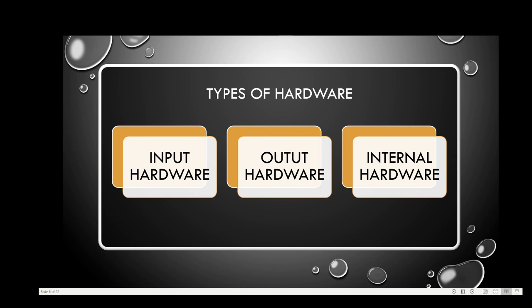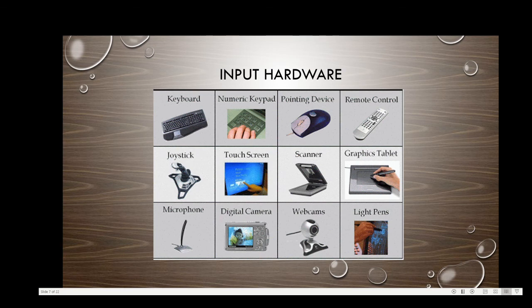Now as I said, my concern is about the hardware part of a computer. There are different types of hardware, and it can be basically divided into three: the input devices, the output devices, and the internal hardware or the processing hardware. So first, let's look into the input devices. All these consist of the input hardware: the keyboard, the numeric keypad, the pointing device or the mouse, a remote control, joystick, touch screen, scanner, graphics tablet, microphone, digital camera, webcams, light pen. All these can be called input devices, or all these constitute the input hardware of a computer.